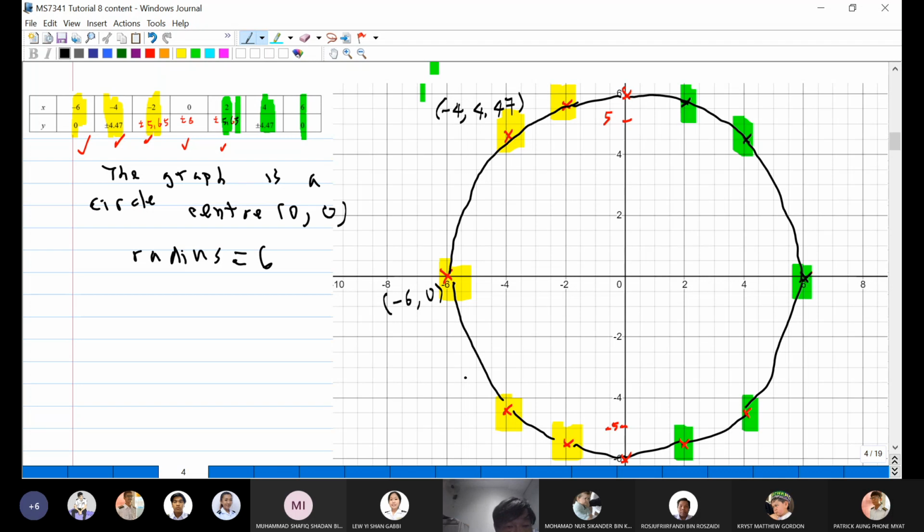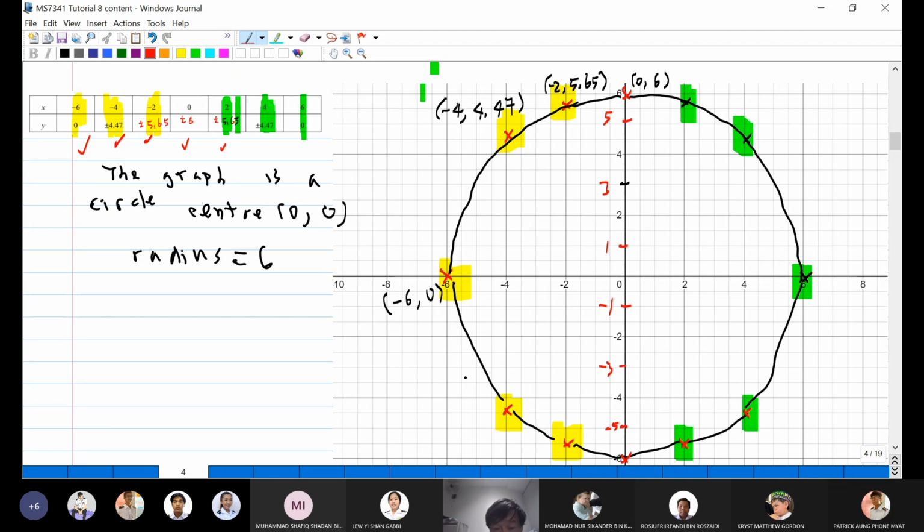And when x equals minus 2, y equals 5.65. So minus 2, 5.65. And then when x equals 0, y equals 6. So this is 0, 6 now. The scale you have to do yourself, right? So this is 3, this is 1. Okay, so this is minus 1, minus 2, minus 3.